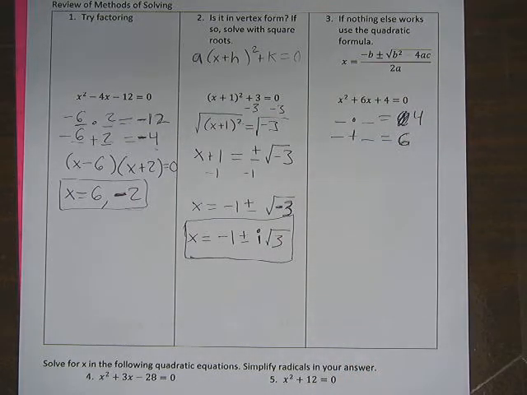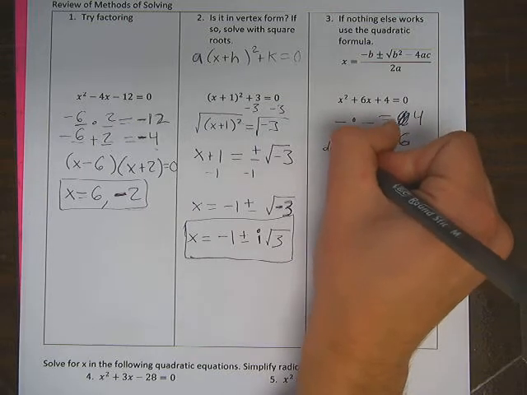So I would look for numbers that do that. Well, what goes into 4? There's 2 and 2, right? So 2 plus 2 is not 6, so that's not going to work. Let's see, what else goes into 4? We've got 1 and 4 go into 4, but then 1 plus 4 is 5, not 6. So this doesn't factor, okay?